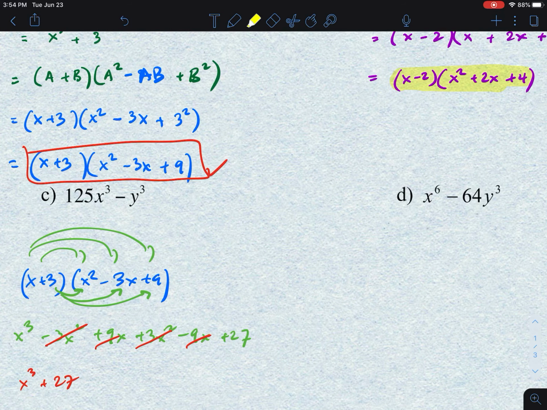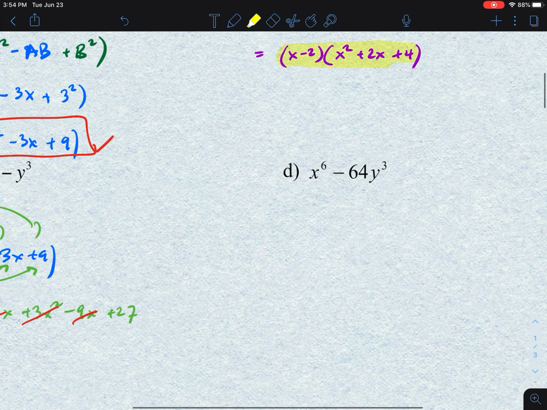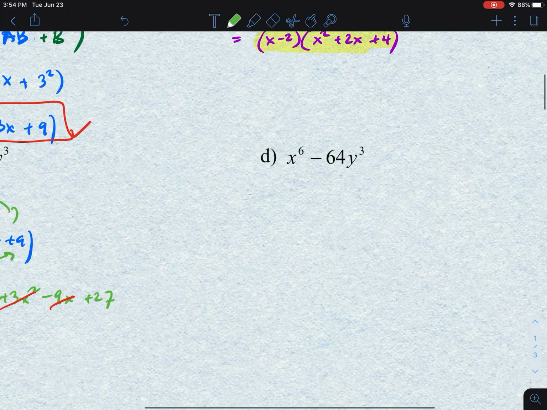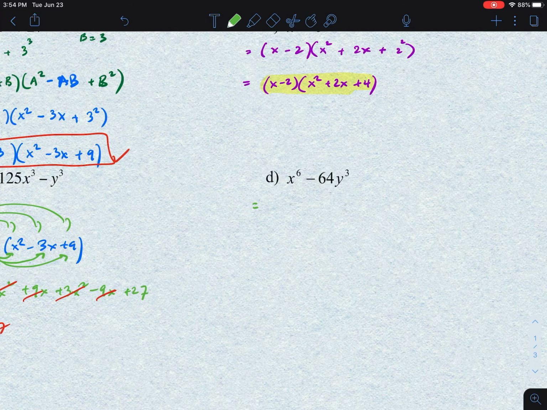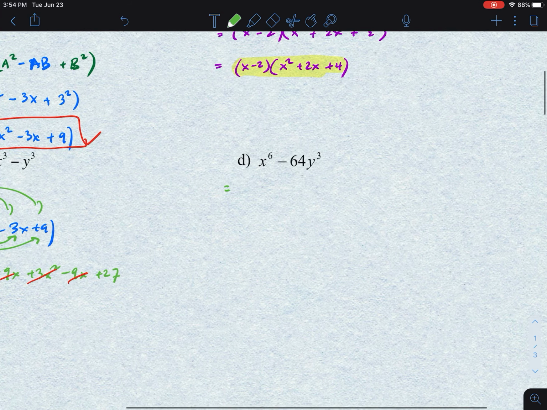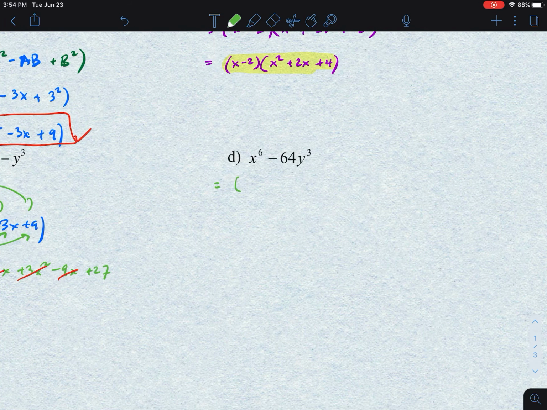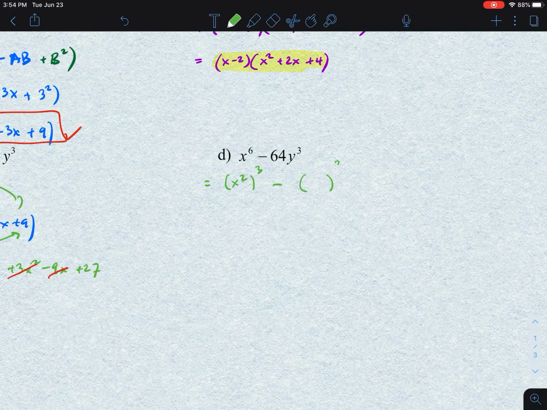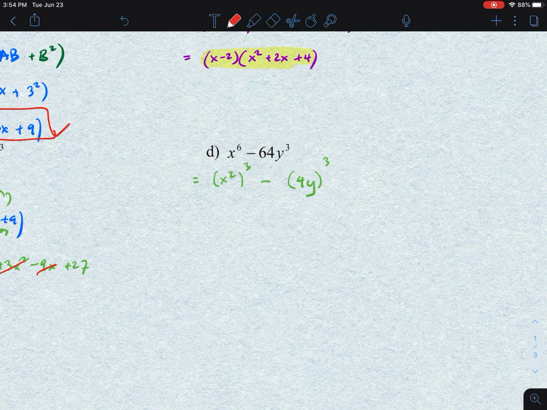Let's do one with a coefficient. If you are working one with a coefficient, something like this here, the very first thing you want to do is rewrite this as a difference of two numbers being cubed, or a difference of two cubes. So what we can do is, x to the 6: how can we rewrite this so that it is raised to the third power? Well, we can write that as x squared raised to the third power. So we have a cubed minus 64y to the third. We can write that as 4y raised to the third power. So that gives us our a and b. A in this case is x squared, and b is 4y.